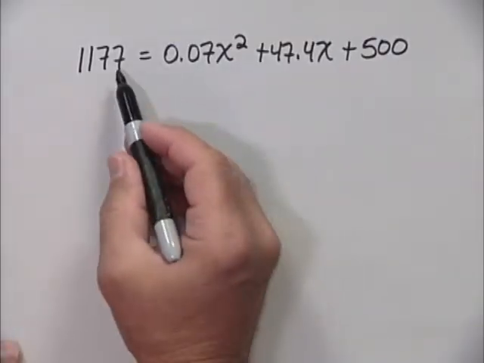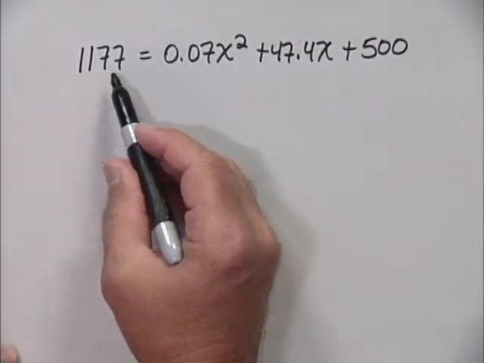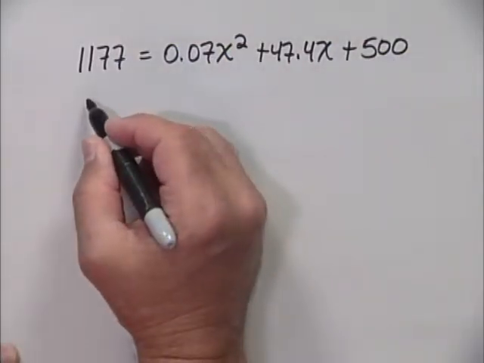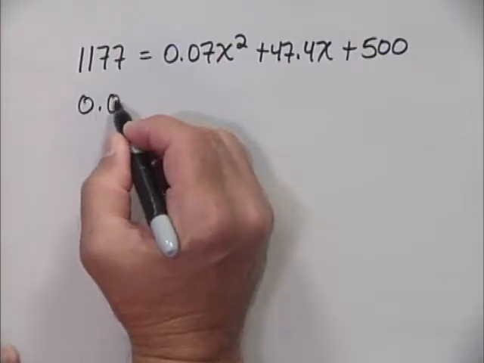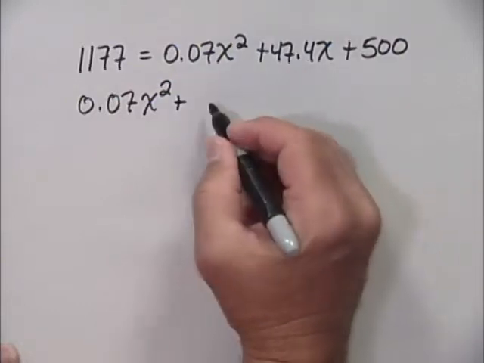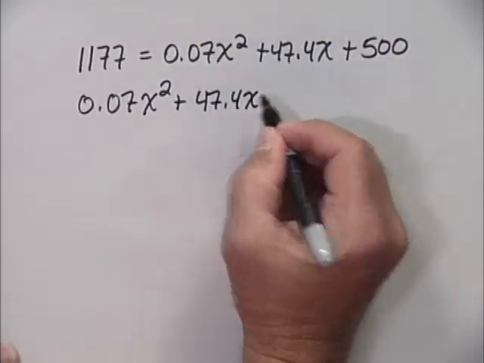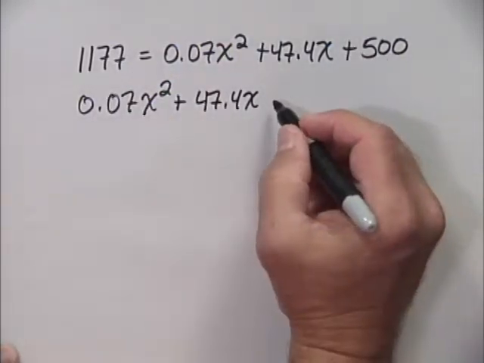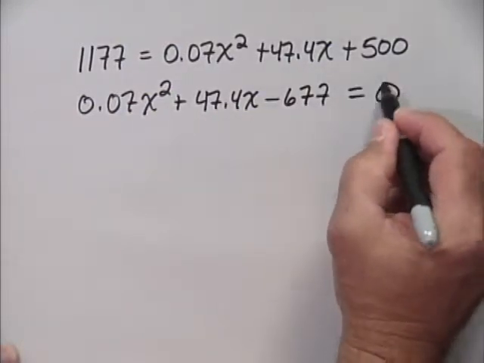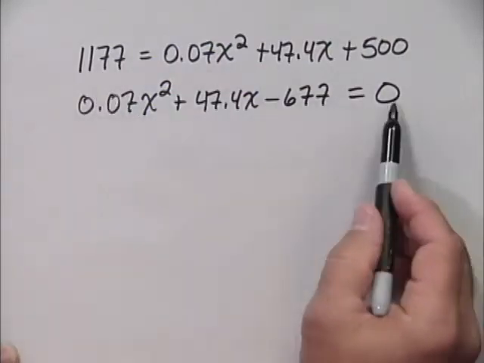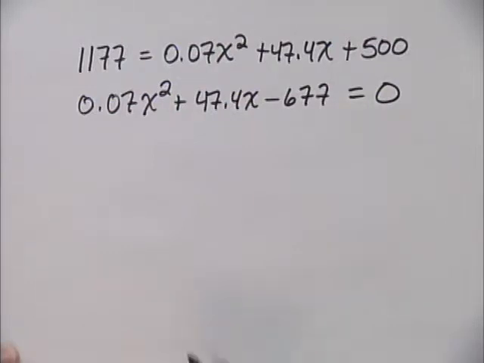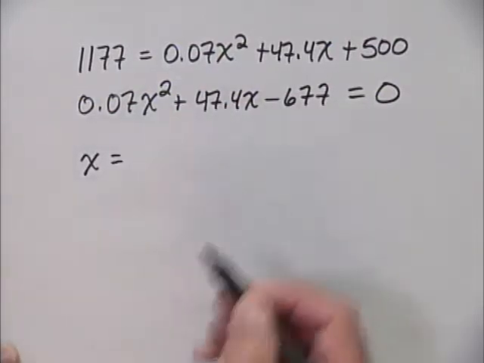So here's the equation. We begin by subtracting 1177 from each side, and I'm also going to write the equation on the left-hand side, starting with 0.07x squared plus the 47.4x, and when I subtract the 1177, we get minus 677, and of course, when we subtract from this side, we get 0. This is a quadratic equation. We will use the quadratic formula to solve for x.